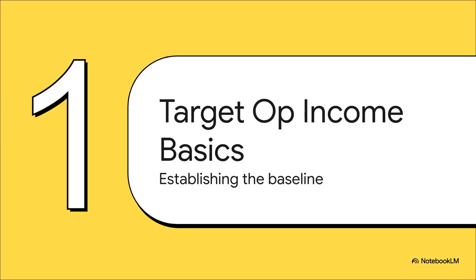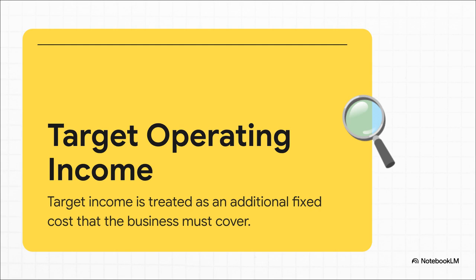Okay, section 1. Target operating income basics. So, the absolute most crucial point to grasp right out of the gate is that when a business wants a specific operating profit, we actually treat that target amount exactly like an extra fixed cost in our CVP formulas. Think about it for a second. A break-even point is literally just figuring out what it takes to cover your fixed costs, right? So, if you want to make a profit on top of that, you just add that target profit right onto the pile of fixed costs you already have to overcome.